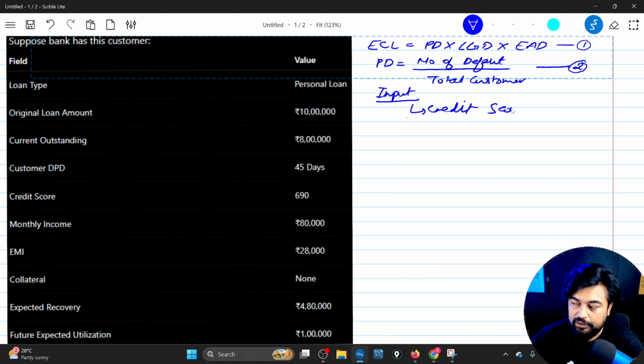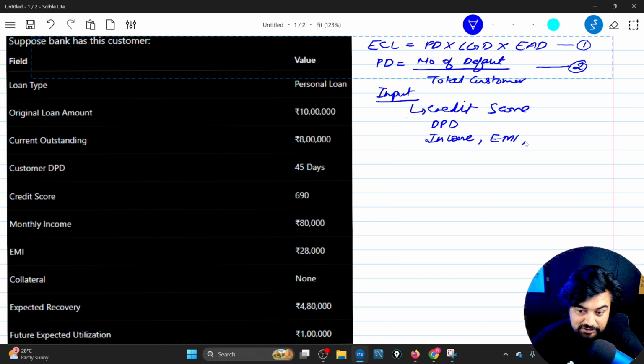Credit score you usually get from the bureaus, like Equifax, Experian and all of them. Then you get the DPD buckets, the days past due, which the bank can also calculate internally. Then you check the income. What was the income of the customer? This is very important. Then we check what the EMI is.